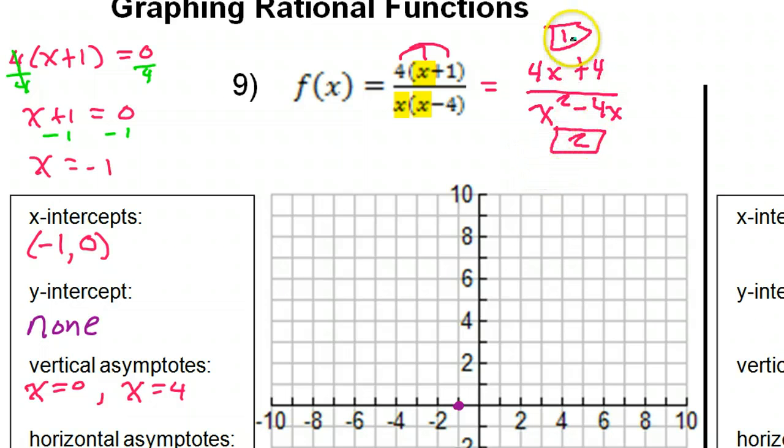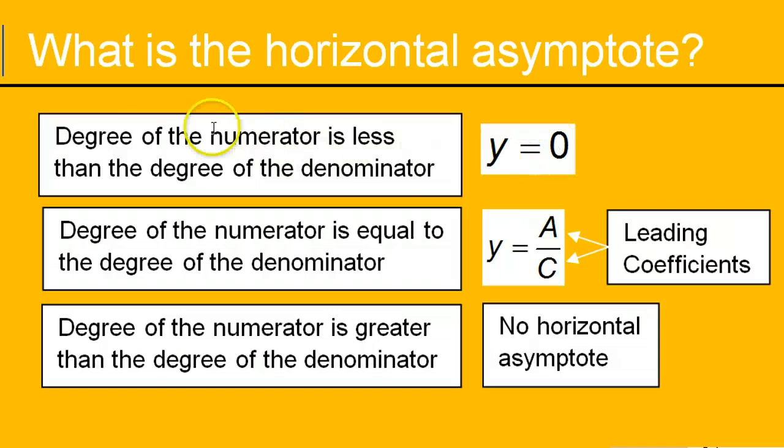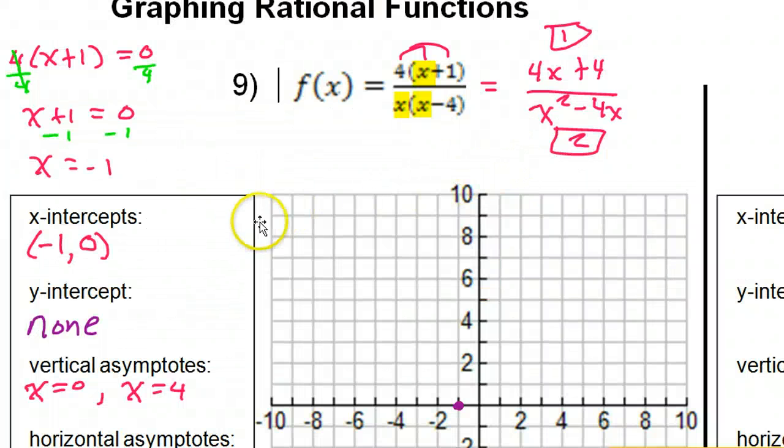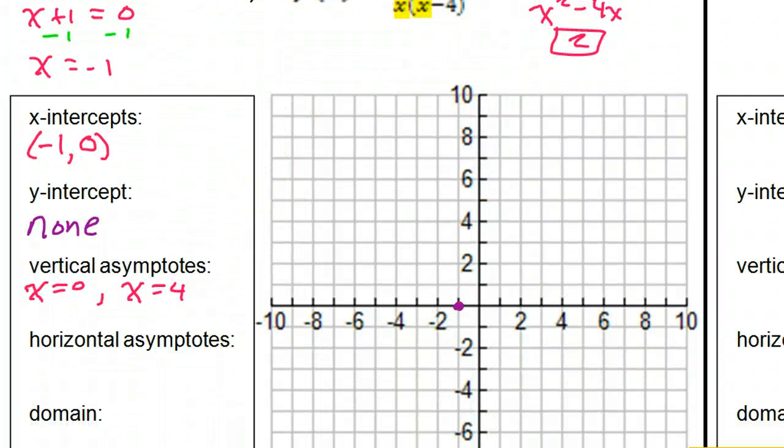The degree of the numerator is less than the degree of the denominator. Alright, that's the first situation here. And when that happens, we've learned that the horizontal asymptote is simply y equals 0. Okay, so horizontal asymptote, y equals 0. So let's go ahead and graph these three asymptotes now. I'll do it off camera.